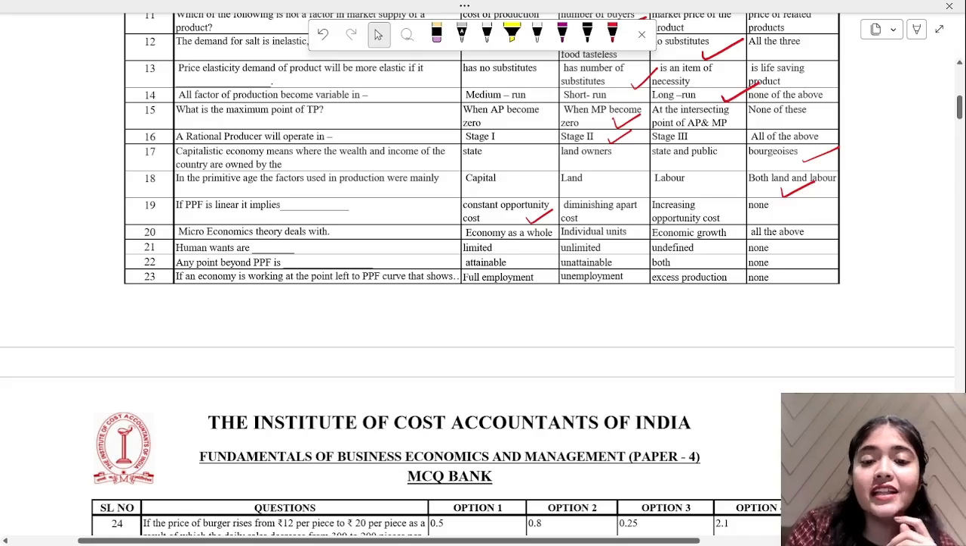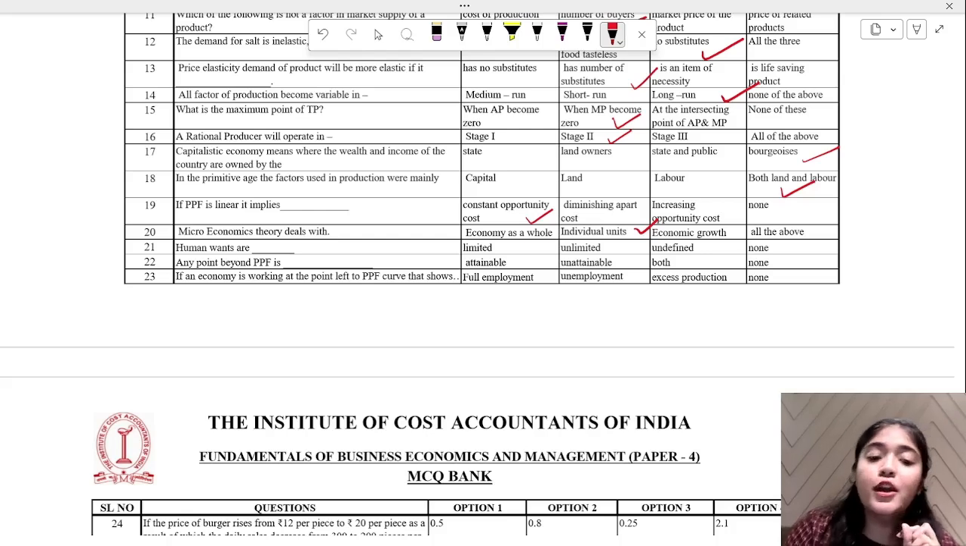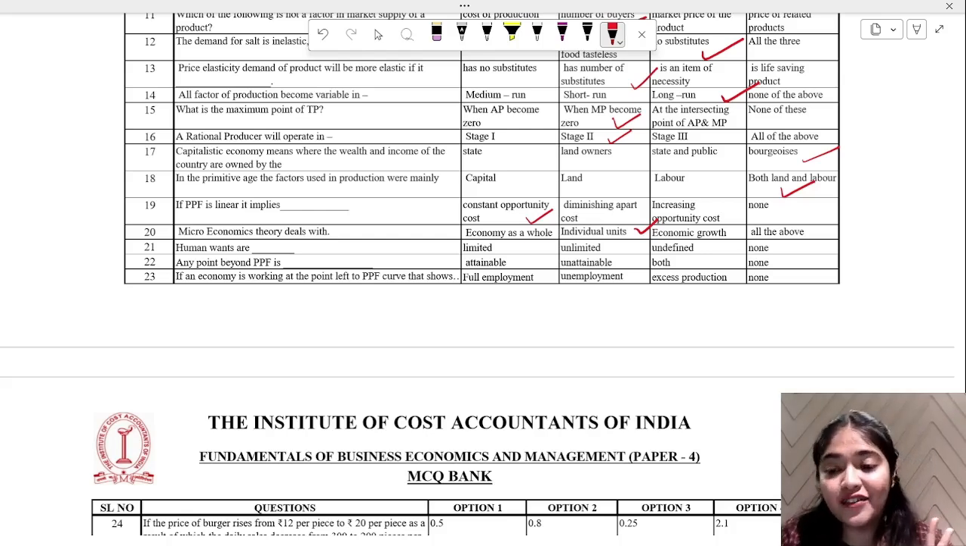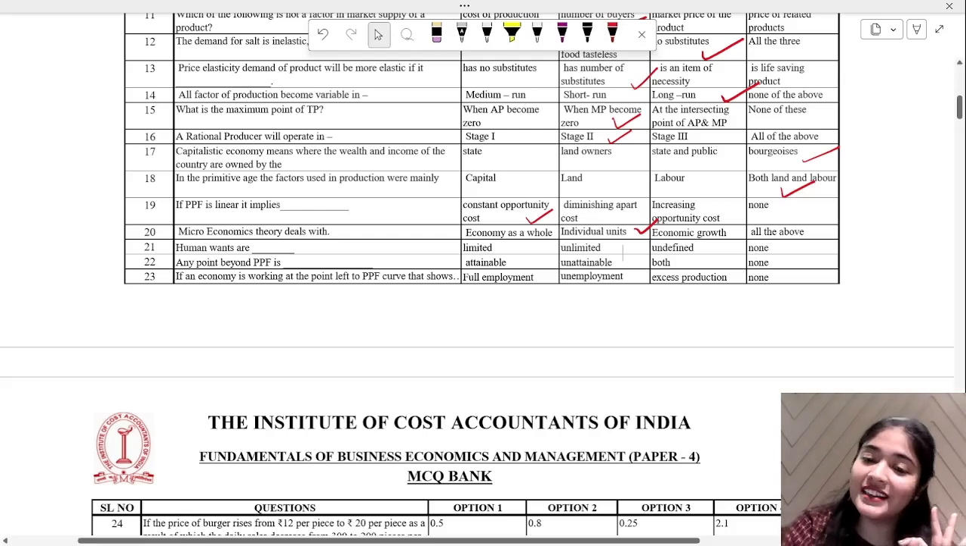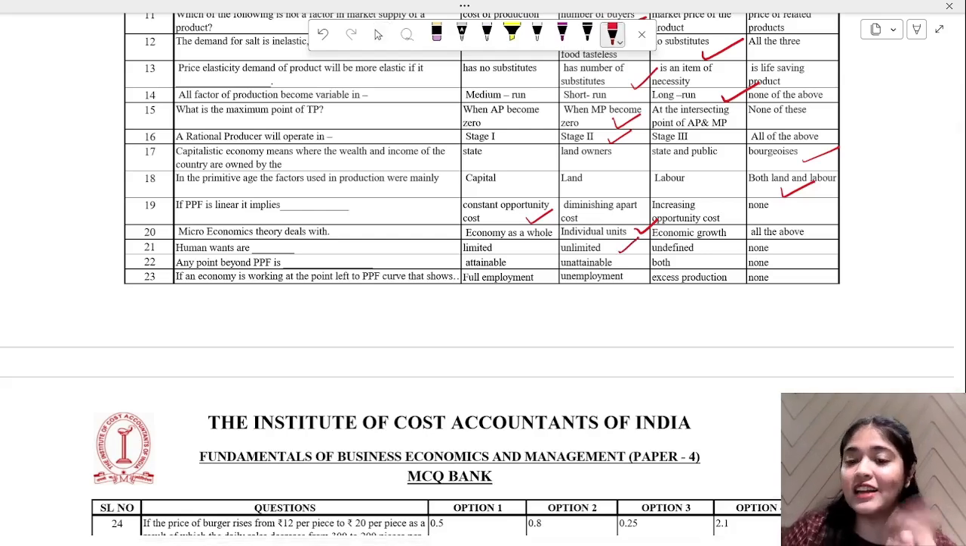Microeconomic theory deals with the economy as a whole, individual units, economic growth, or all of the above. So you have to see micro, small things, individual units. Okay. Now, human wants are limited, unlimited, undefined, or none. You know it, right? We all have unlimited demands, unlimited wants. Any point beyond PPF is attainable, unattainable, both or none. Any point beyond the PPF, no, you can't attain it now. That is unattainable.